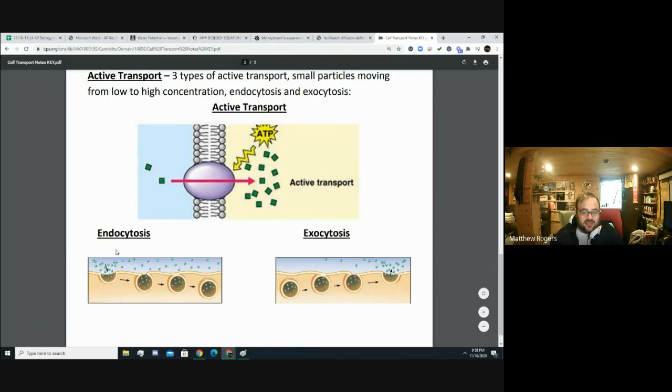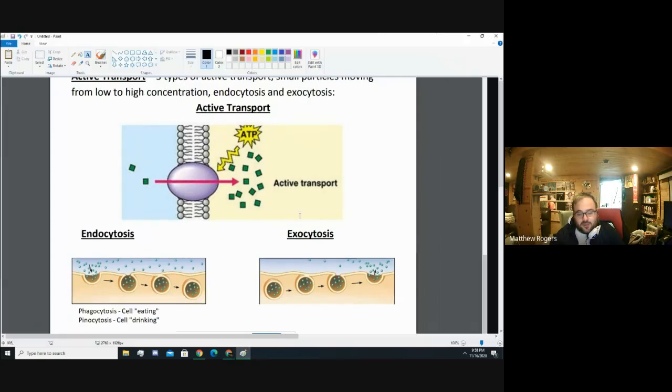Now, the other two kinds of active transport are endocytosis and exocytosis. Endo means to come in, exo means to leave, cyto means cell, and osis means process. So endocytosis is bringing something into the cell, and exocytosis is sending something out of the cell.